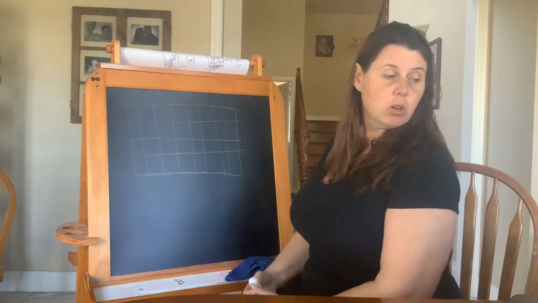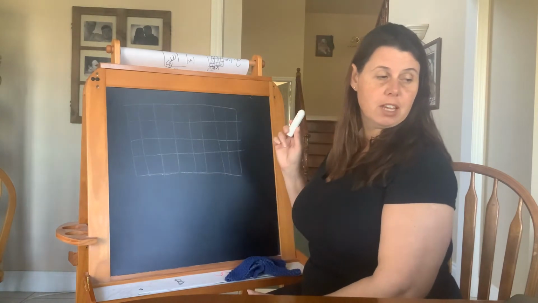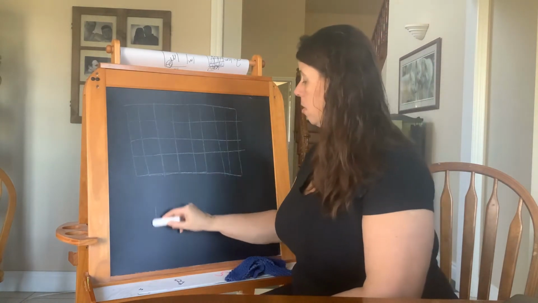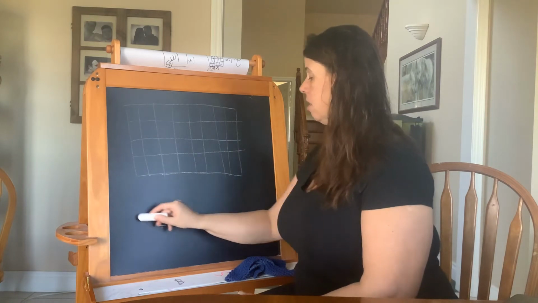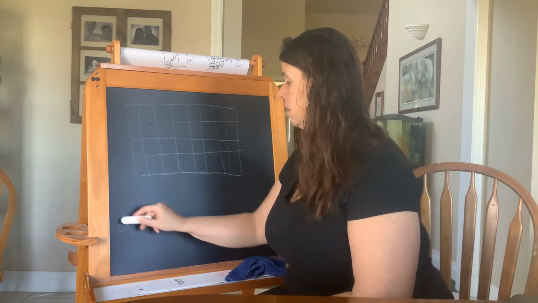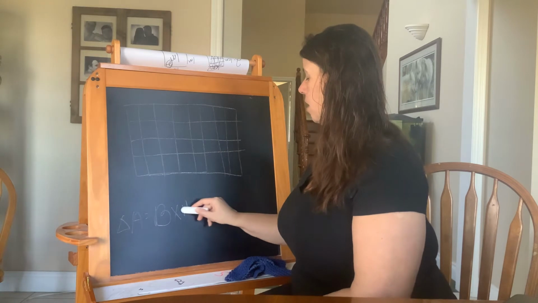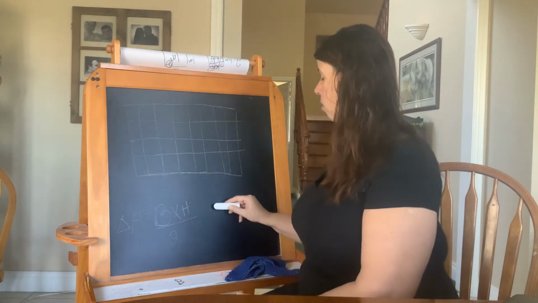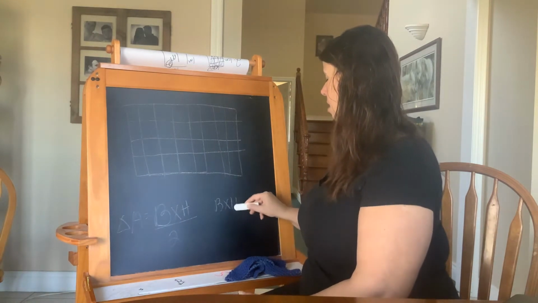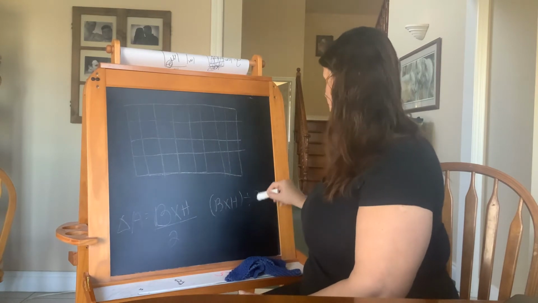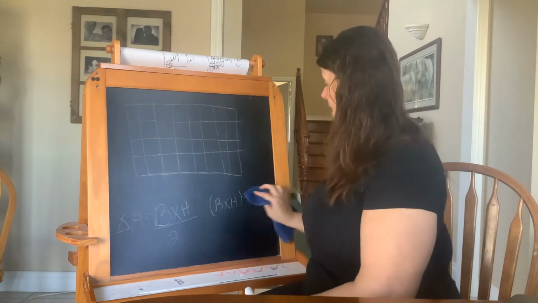Okay. So in the first question, what you need to remember is that we have figured out that the area of a triangle is base times height divided by 2. Just keep that in mind. Or base times height divided by 2. Whichever one you like better. It means the exact same thing.